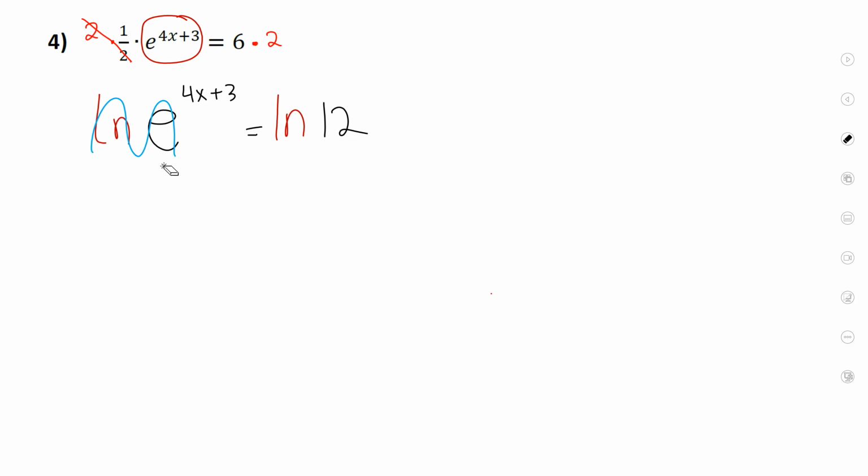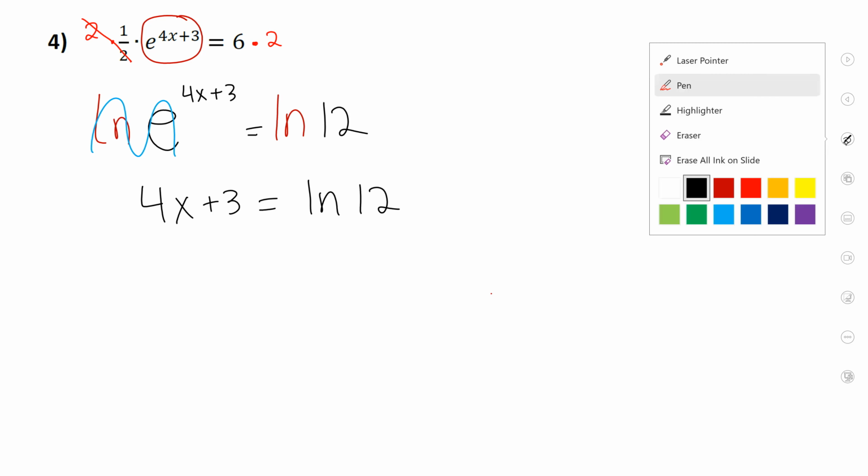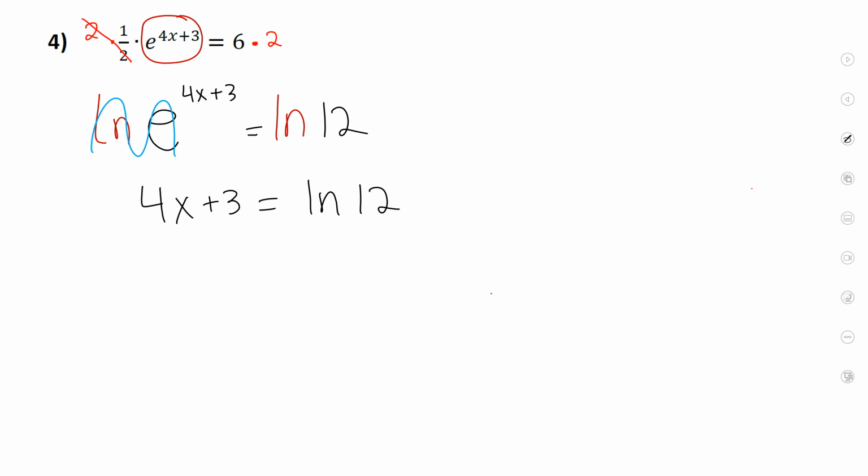Okay, let's write what we have now. I have 4x plus 3 equals ln 12, natural log of 12. What do I do now? Yep. Subtract 3, and then what? Divide by 4. Divide by 4.